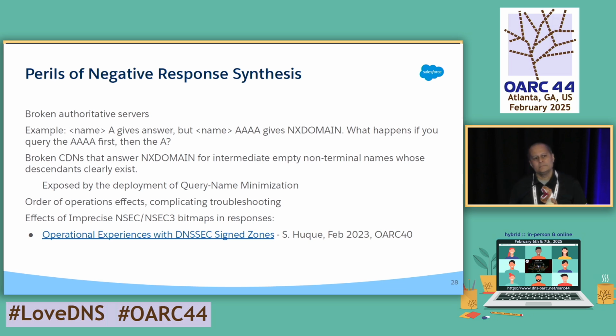So there are things like servers that give AAAA NXDOMAIN for AAAA, even though the A record of the same name didn't exist. That's wrong. There are CDNs that answer NXDOMAIN for intermediate labels in the name. That's also wrong. And there are implementations that cheat in how they populate NSEC and NSEC3 type bitmaps. I did a presentation 2 years ago that talked about a lot of these breakages and how they impacted my day-to-day operations. So you can read that if you like.